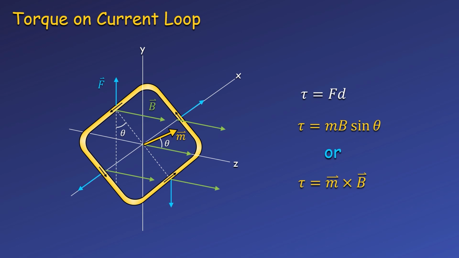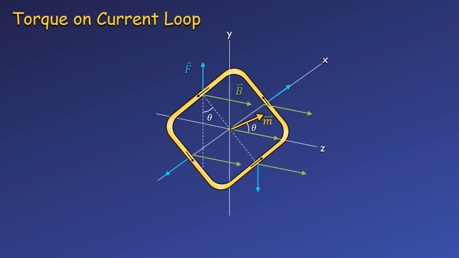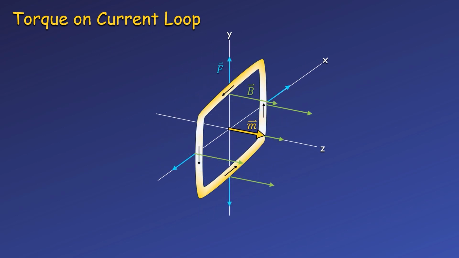In treating the magnetic moment as a vector, we can write this torque as a cross product of the magnetic moment and the magnetic field. This will cause the loop to rotate until the plane of the loop rests in the XY plane. Now the forces on the top and bottom edges of the loop are directly opposite and cancel. This is a very important example because it gives us the start of an electric motor.